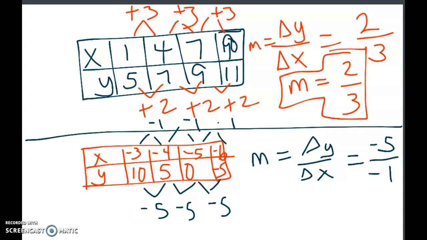Because your y is changing by going down and your x is changing by going left, this makes your slope end up being 5 over 1, or 5.